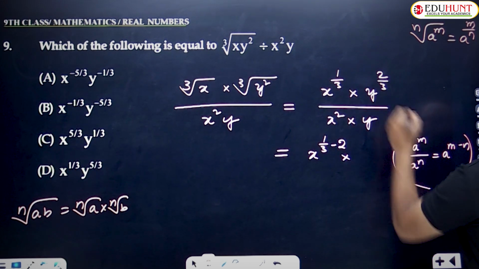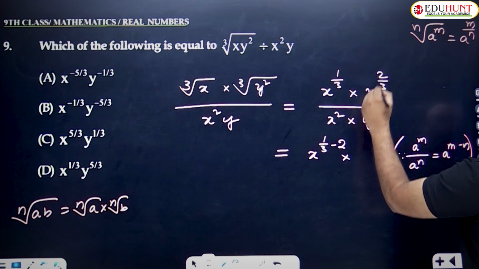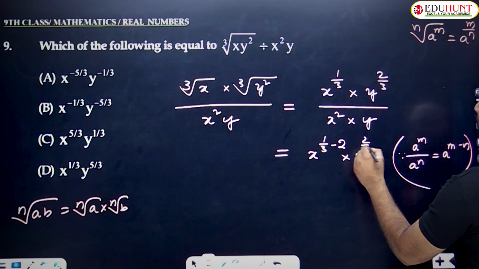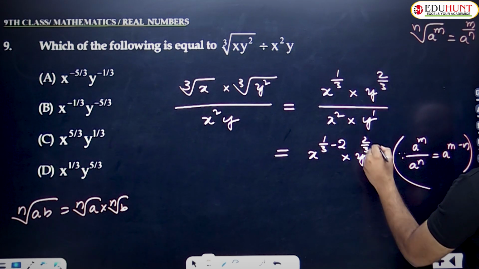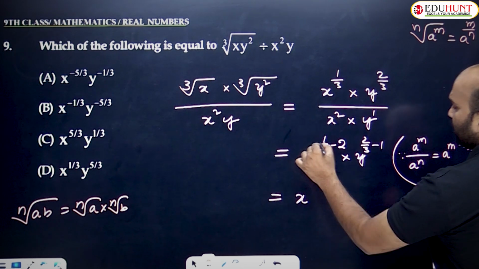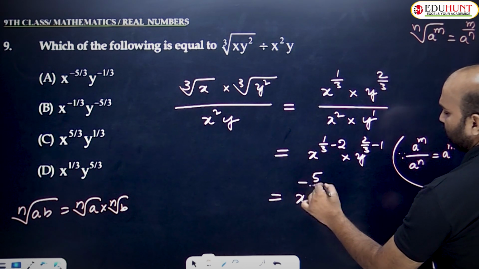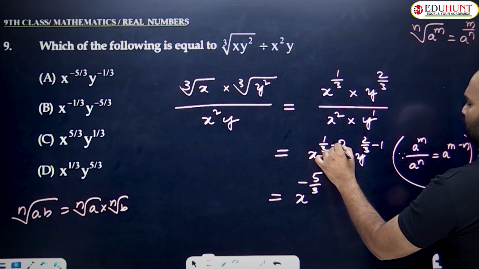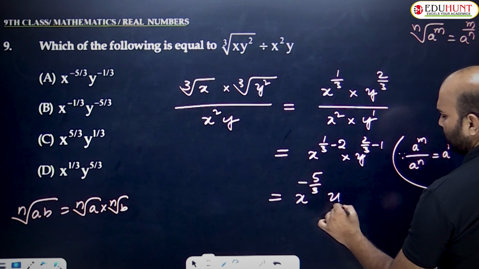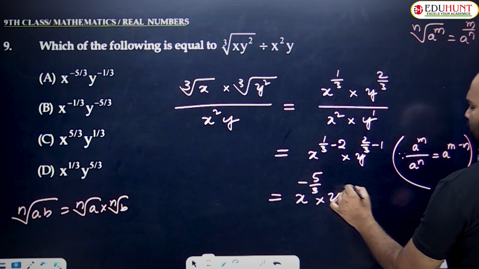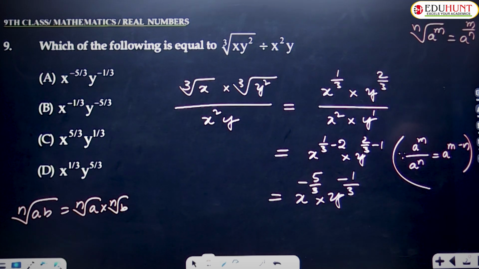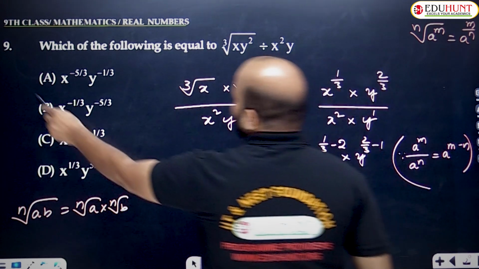Similarly, the formula applies to the second term, y power 2 by 3 whole by y. The denominator is y power 1, so it becomes y power 2 by 3 minus 1. Am I clear? So x power 1 by 3 minus 2: taking 3 as the LCM, 1 minus 6 is minus 5 by 3. And y power 2 by 3 minus 1: with LCM 3, 2 minus 3 is minus 1 by 3. So what is the required answer? X power minus 5 by 3 into y power minus 1 by 3. So option A is the right answer.